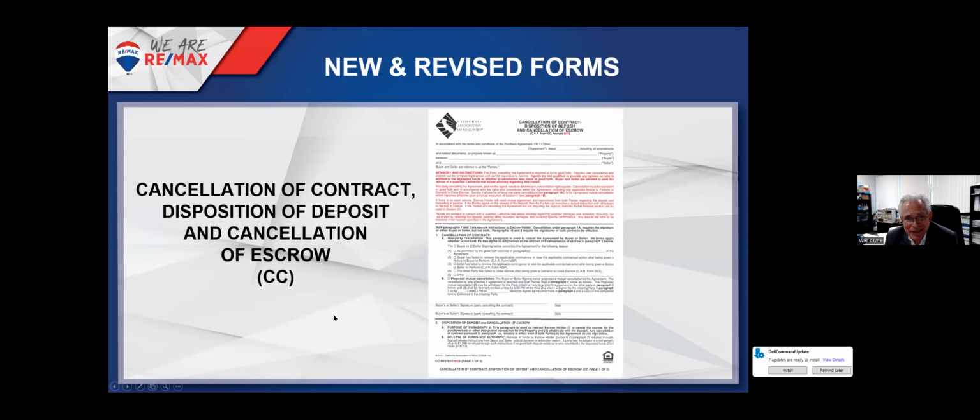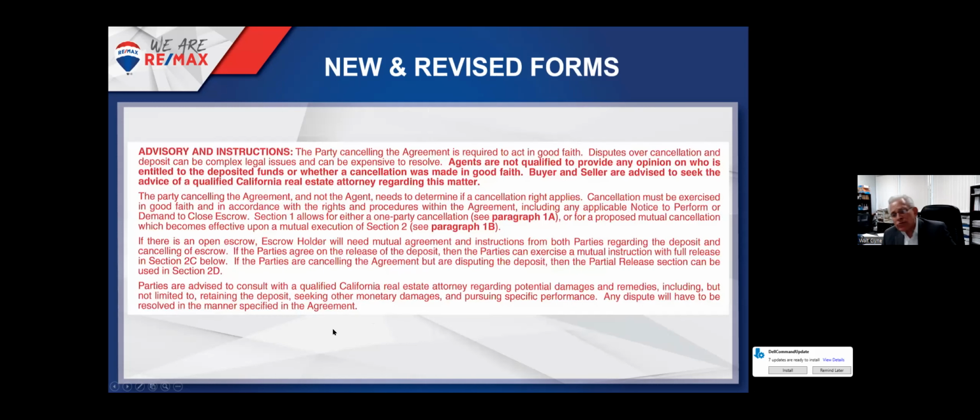We're real close. Cancellation of contract. There is a new paragraph at the beginning, and it basically explains what most of you know.